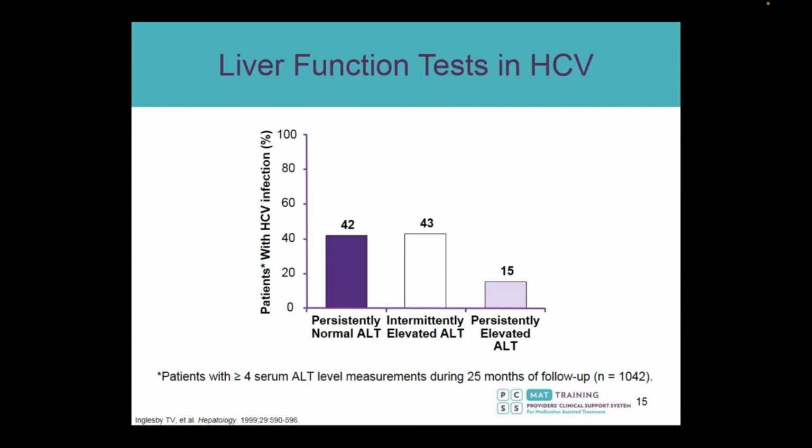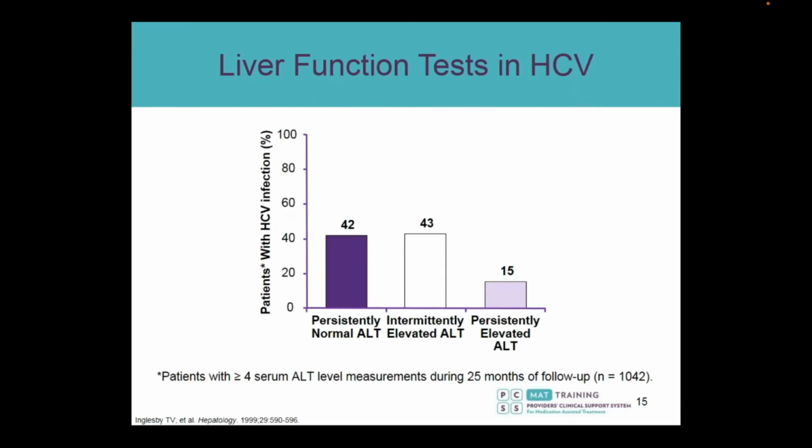Liver function testing has long been considered part of the screening for hepatitis C, and it's important to note that liver function tests may be very variable in patients with chronic hepatitis C. This is a graphic taken from a relatively old study published in Hepatology, where the authors looked at patients with known chronic hepatitis C infection who, over 2 years, had greater than or equal to 4 measurements of serum ALT, one of the liver transaminases. They looked at roughly 1,000 patients and found that almost half of that population had persistently normal ALT. Another 43% had intermittently elevated ALT, and only 15% had persistently elevated ALT.